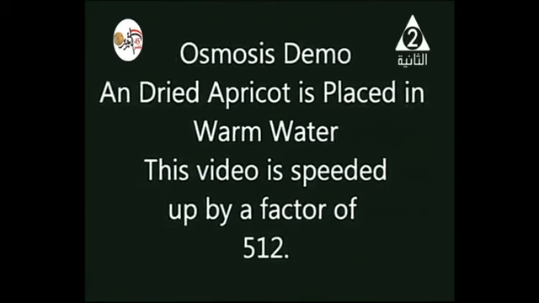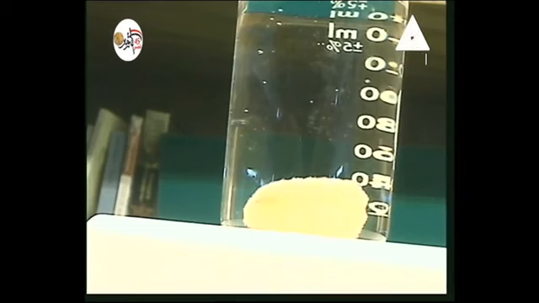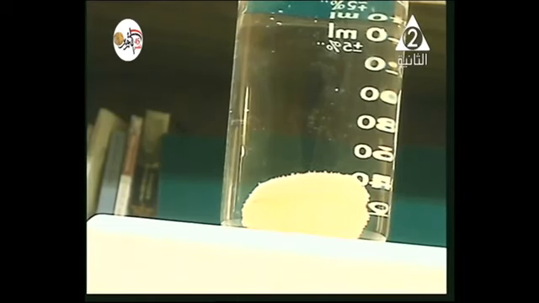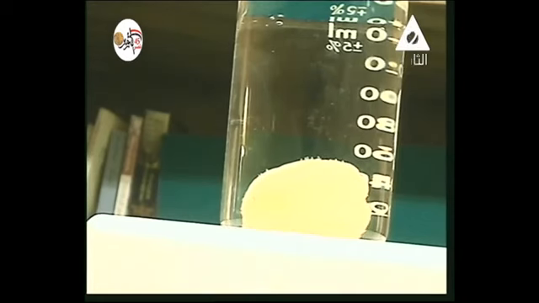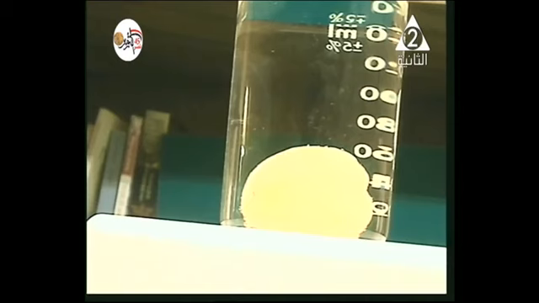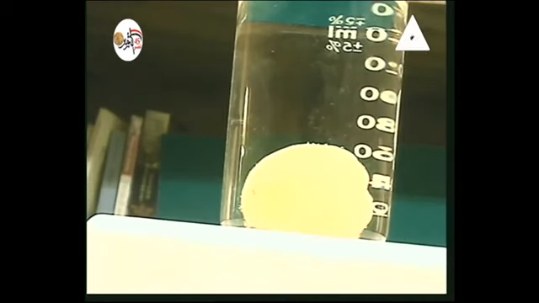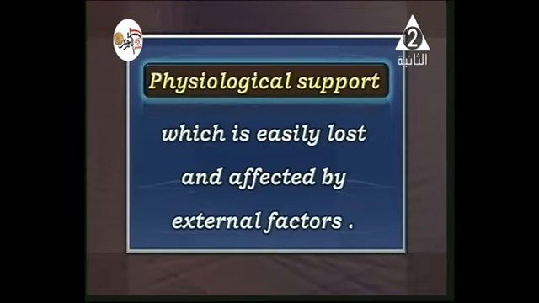This is an experiment showing a dry seed or dry fruit of apricot. By adding a suitable amount of water, it absorbs the water, becomes turgid, and restores its physiological support. And this is the meaning of physiological support in the plant. Is it clear? Observe that the dry seed or fruit absorbs water to become turgid and to restore its physiological support. What else about the physiological support?